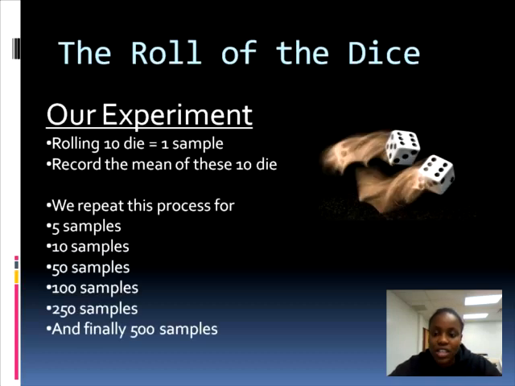Now we are going to show you the central limit theorem using the example of rolling dice. Our experiment: we will be rolling 10 dice. This will equal 1 sample. We will then record the mean of these 10 dice. We repeat this process for 5 samples, 10 samples, 50 samples, 100 samples, 250 samples, and finally 500 samples.